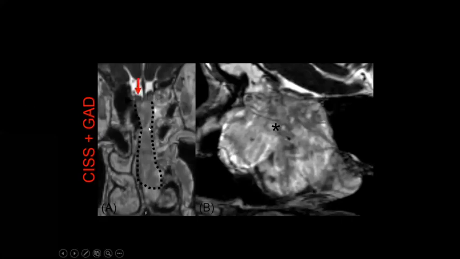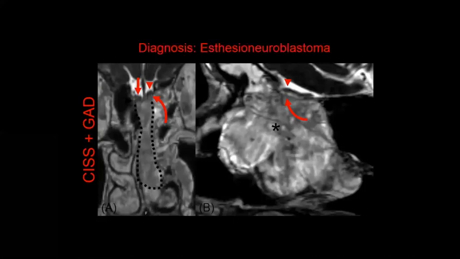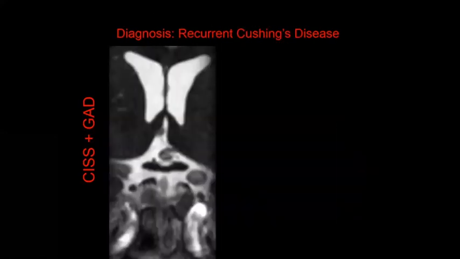You can see here on the right-hand side, that's the olfactory bulb overlying the cribriform plate. And on the left-hand side, the olfactory bulb is somewhat elevated. There's a small nodule there, about 1 millimeter in size, that is elevating the olfactory bulb on the left-hand side. At surgery, this was proven to be esthesioneuroblastoma, which had extended through the cribriform plate. And it's an example of how we can see relatively small anatomic details with this sort of high-resolution imaging approach.